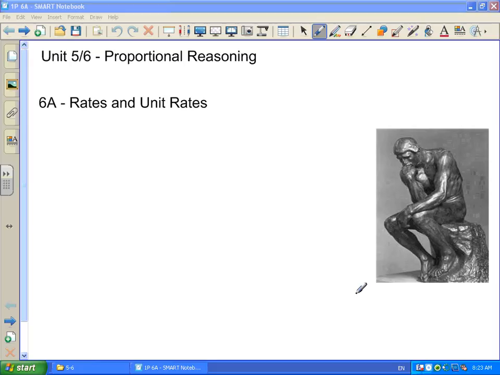This is the next lesson in Unit 5-6. We're still working on proportional reasoning. And what we want to work on in this lesson is some material out of Box 6A. We want to talk about rates and unit rates. And specifically, we want to be able to recognize rates, use rates to solve problems, and know how to calculate unit rates and use unit rates to solve problems.